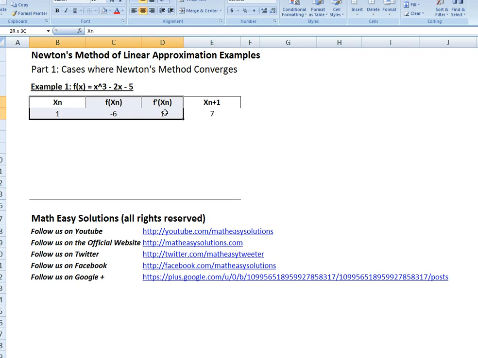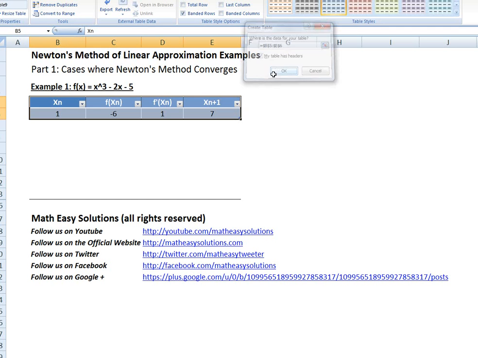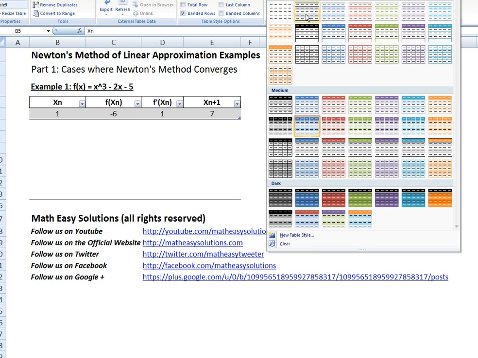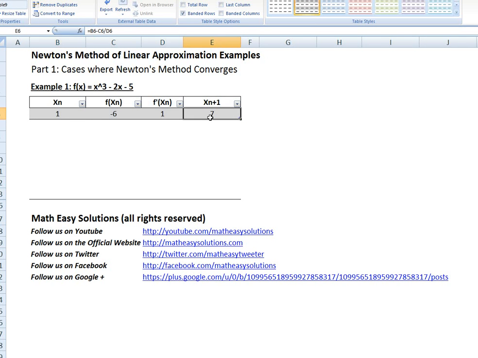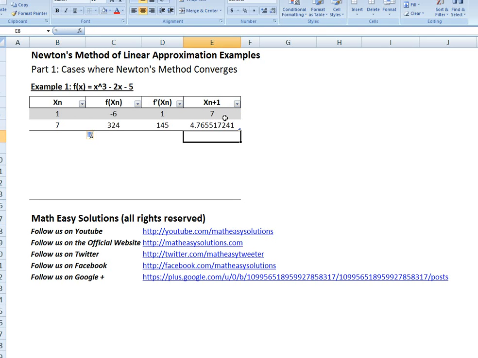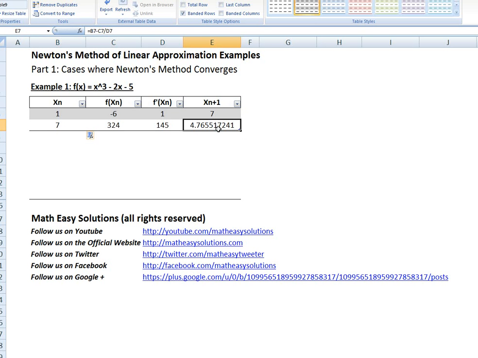And then here's a quick method: just press Control T to make it a table. My Excel has the table here. Change the style right here. Now if you just press Tab, the next number is going to equal this one here. And now it's 4.6765. So as you can see, it's getting closer to a number.